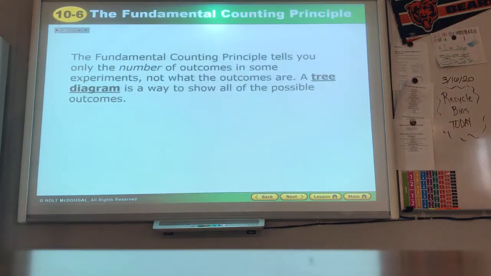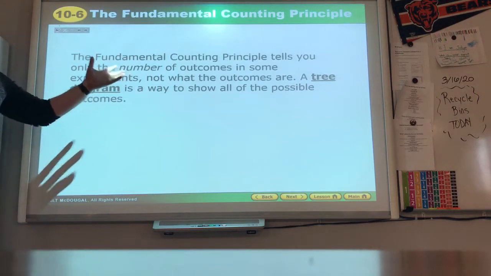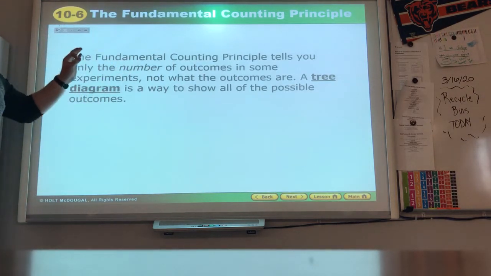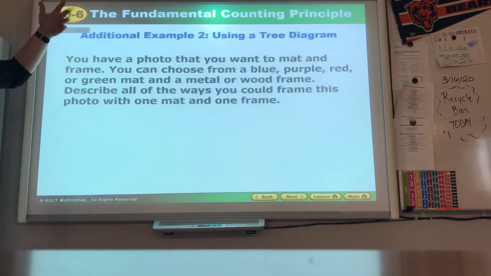Okay? The fundamental counting principle tells you only the number of outcomes in some experiments, not what the outcomes are. A tree diagram is a way to show all of the possible outcomes. So we can still figure out how many of the outcomes there are with our counting thing, but we can't figure out what all the matches are. So they're going to show us some problems.